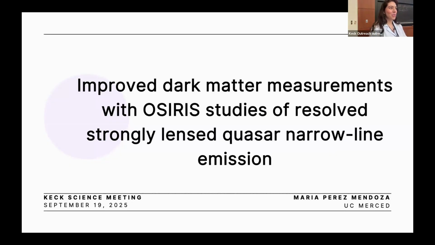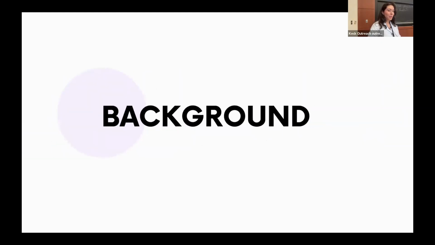I'm a grad student at UC Merced in the heart of California. And today I'll be talking about using strong gravitational lensing as a probe for dark matter, and in particular focusing on the light source. So let's start us off with a little bit of background.